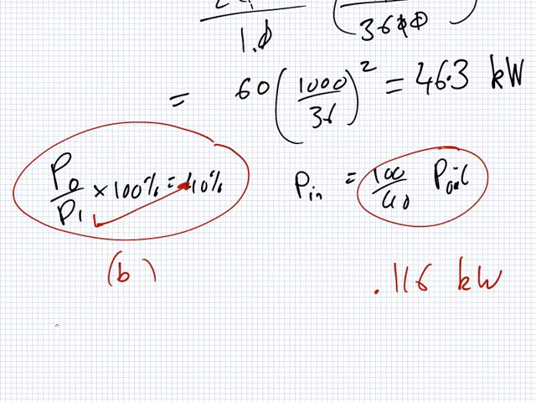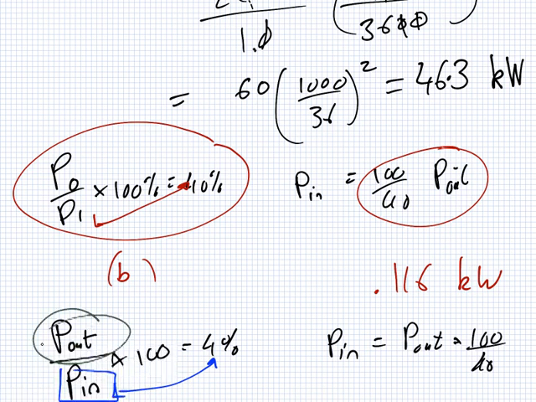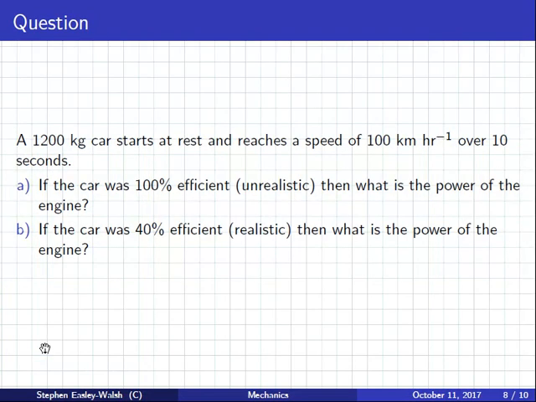Well, what I said was power out, which we do know, over power in, which we don't know, times 100 equals 40. So power in equals power out times 100 over 40. I basically just swapped these two in the formula, just cross multiply. This is the thing we want, and this is the thing we know. Compare to the question. Okay, have a read and have a think.